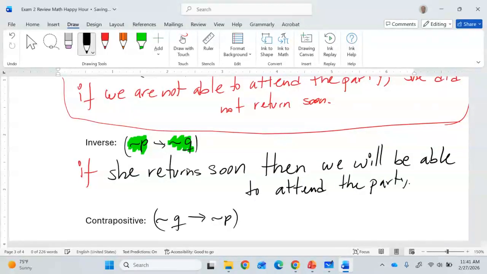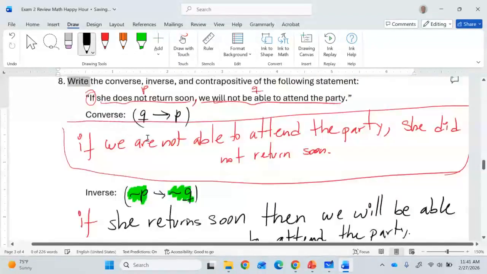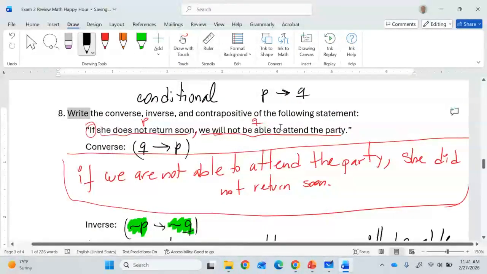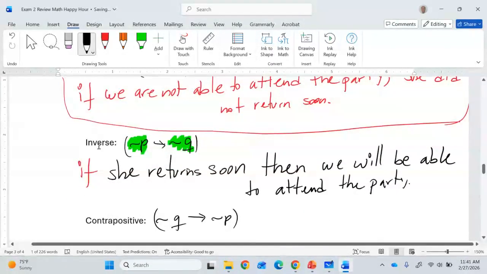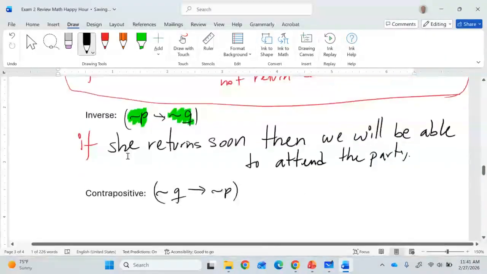So the whole compound statement, the inverse statement that you can create, is by negating the statements P and Q, and now it looks like this. If she returns soon, then we will be able to attend the party. Okay, so that was the inverse. Now let's do the contrapositive.